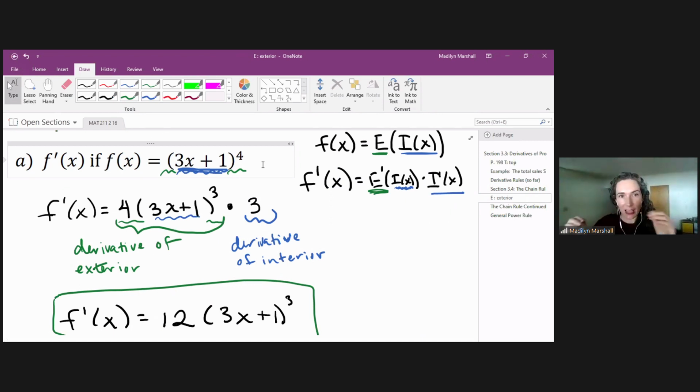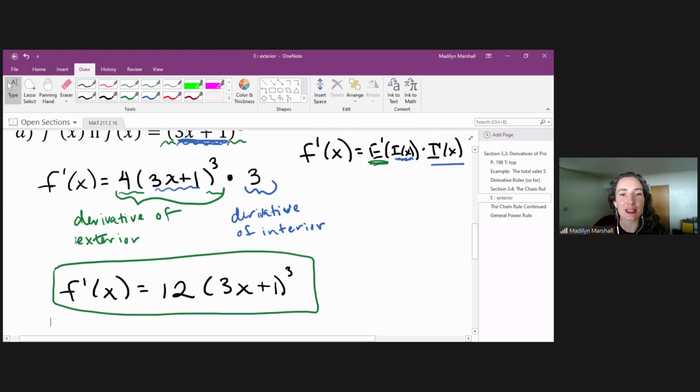Then in our next step, we're now on the inside of the function, and we can do the derivative of that inside. So let's do another one.